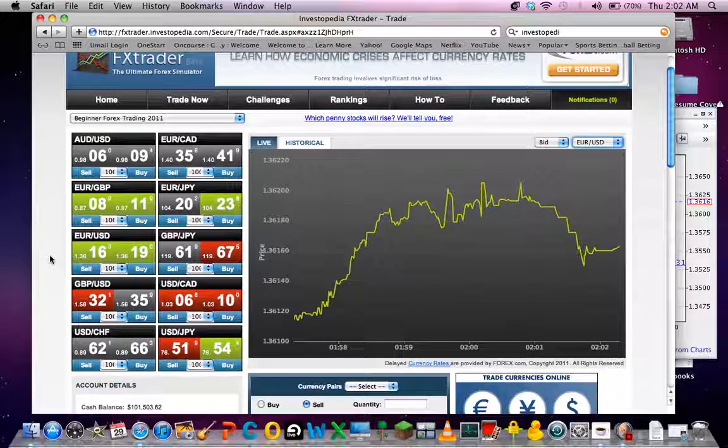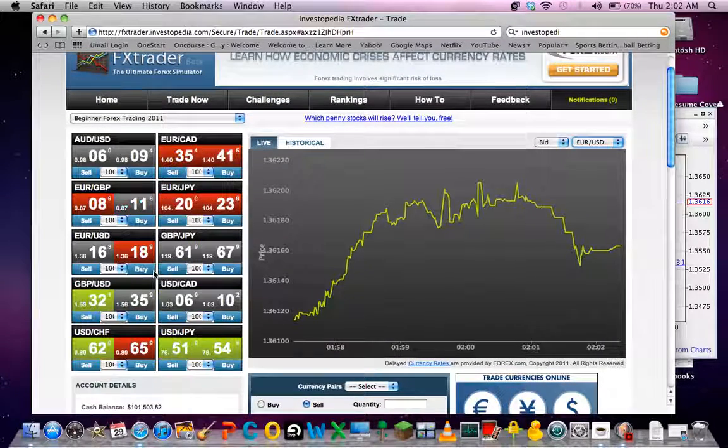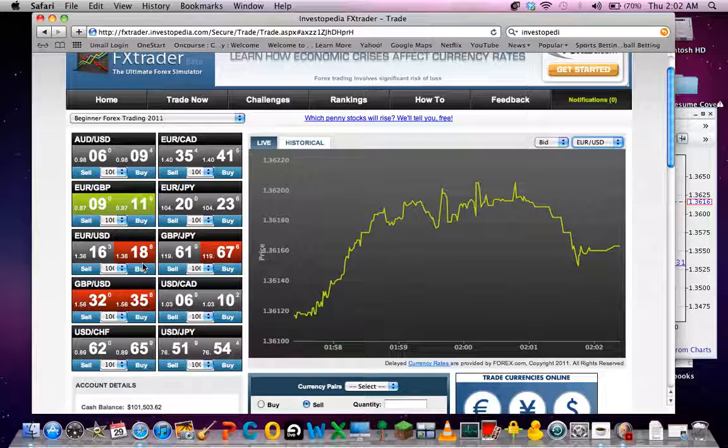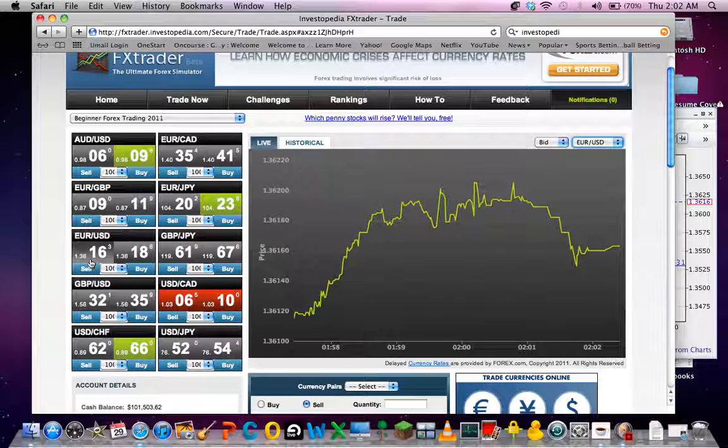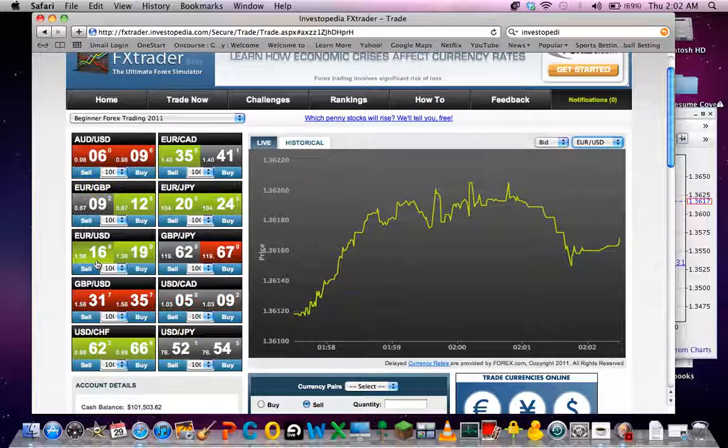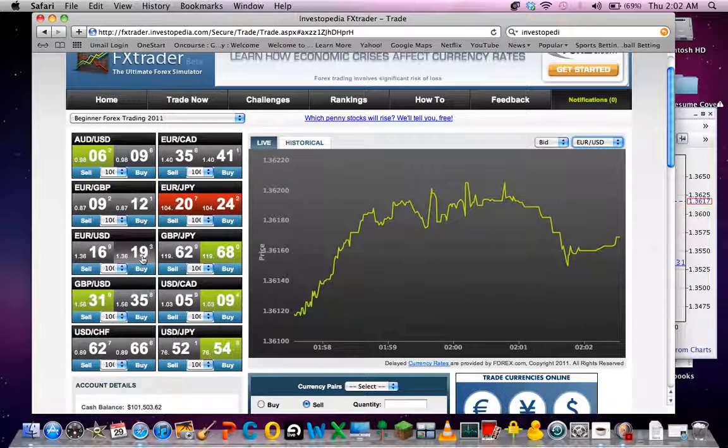So let's go up here again and talk a little more about the currency pairs over here and what this all means. The difference between the price you can buy at and the price you can sell at is around 3 points, or what they call pips. A pip is just one movement in the currency pair.